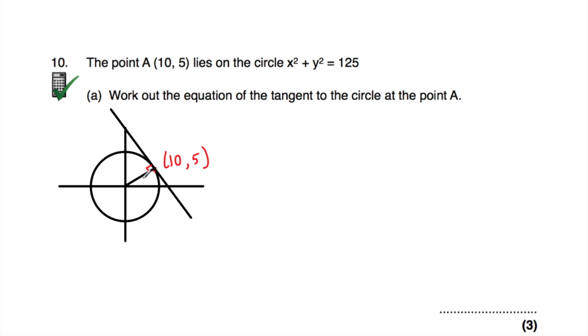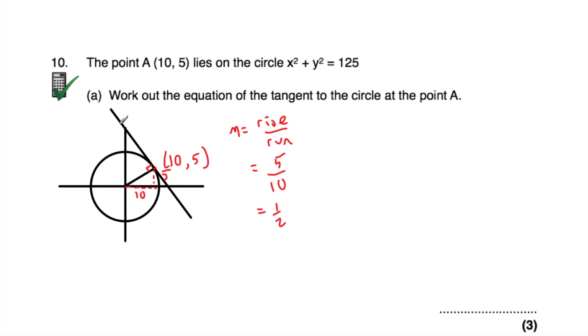To find the gradient of this line, the gradient m is equal to rise over run. So let's find them. We go across 10 and then up 5. So the rise is 5, and the run is 10. And 5 over 10, if we cancel it down, is a half. So the gradient of that radius is a half.